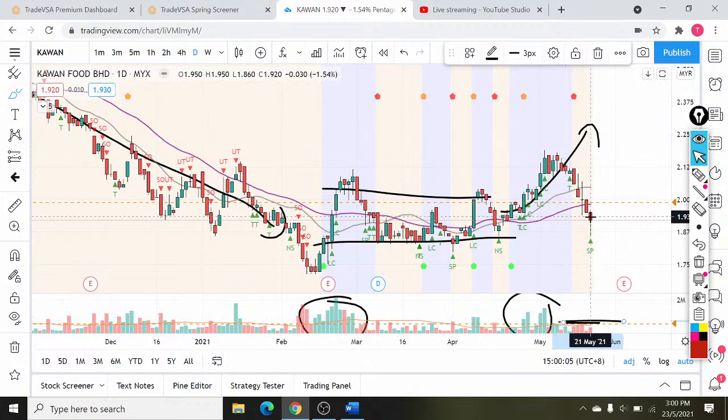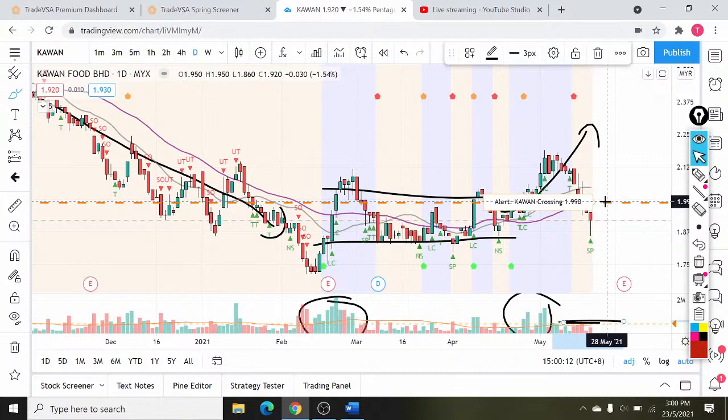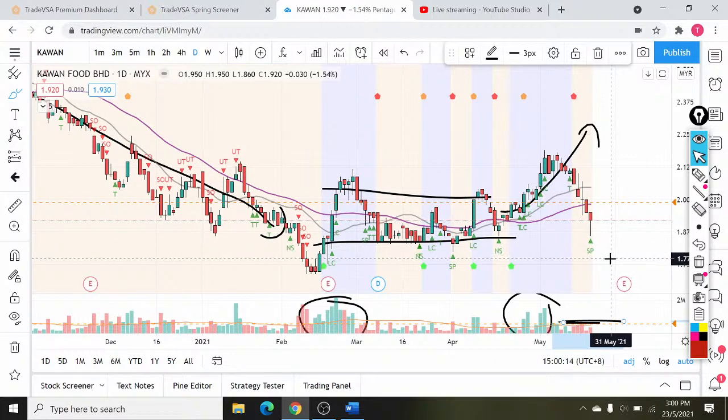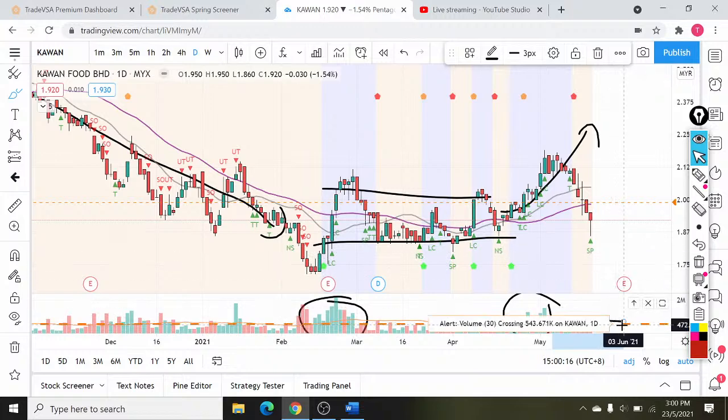So we got a spring here, but we don't enter immediately. We want to look for confirmation. That's why I put my alert over here, right on top of the 40 MA, and the volume must be higher than the spring bar. Whenever it comes first, I will check it out.